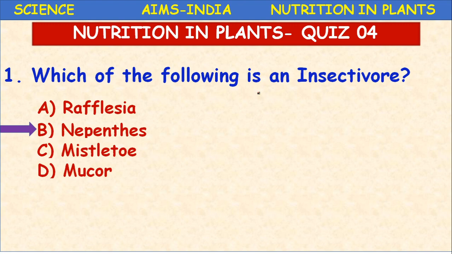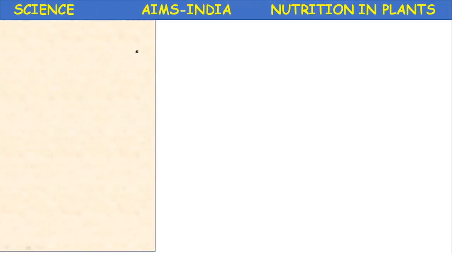Yes. Nepenthes. The remaining: Rafflesia is a root parasite. Mistletoe is a stem parasite. Mucor is a fungus. It is a saprophyte. Okay, children. So like that you have to analyze. So an insectivore, example, Nepenthes. Like that you can write. Next question.